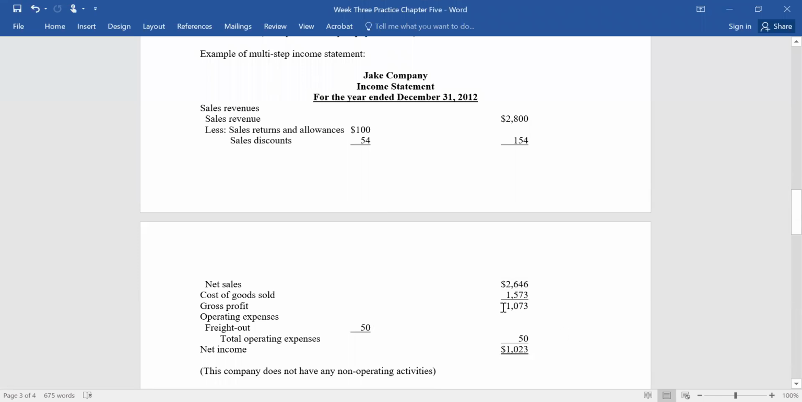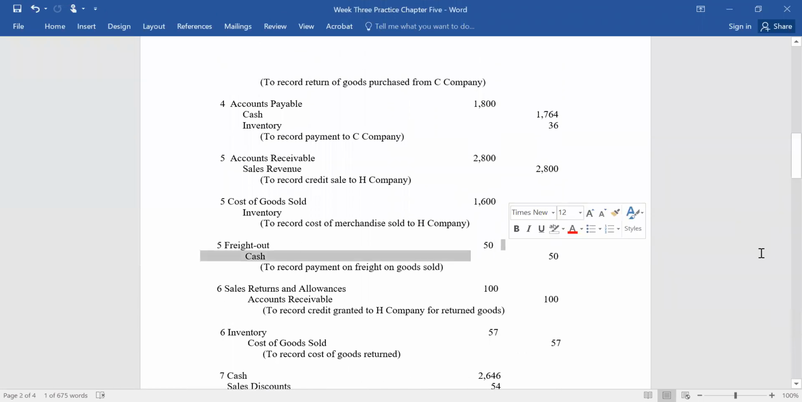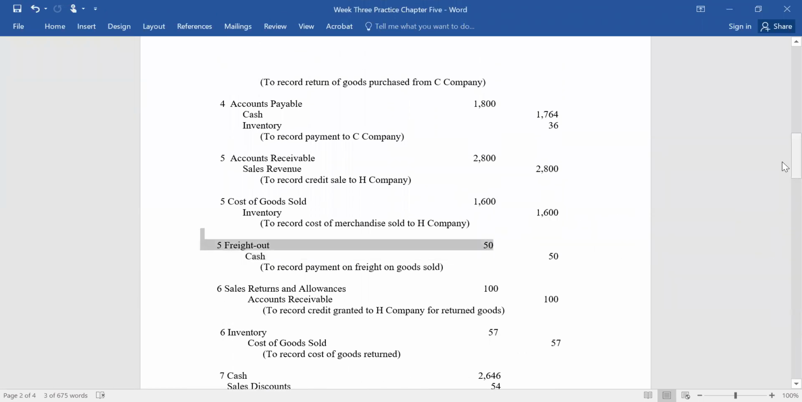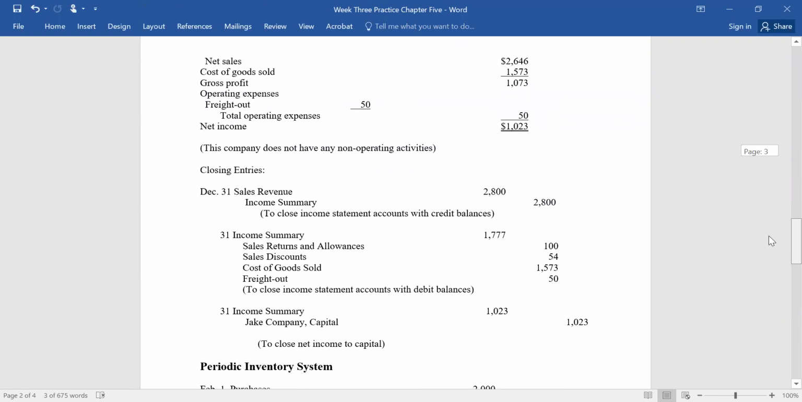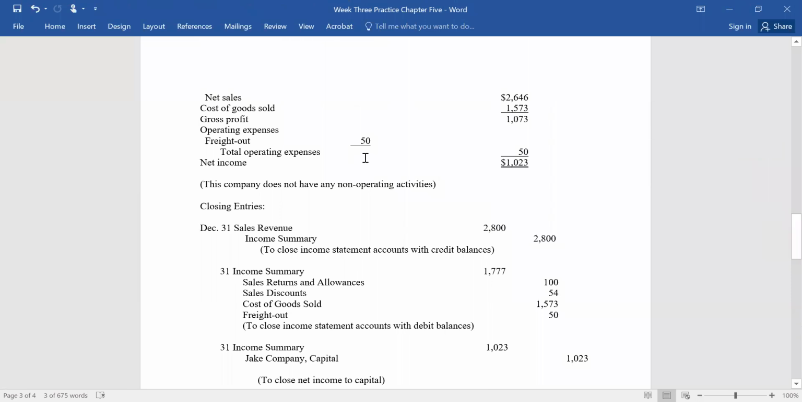2,646 minus 1,573 is $1,073. We have one operating expense, that was our freight out, which was back here for $50. So if we look at our total operating expenses, that's 50, 1,073 minus 50 is 1,023.